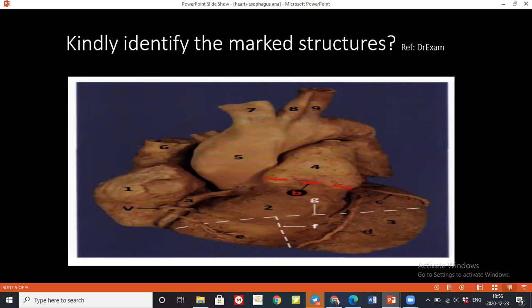What other related structures drain the heart? The middle cardiac vein, the great cardiac vein, and the anterior cardiac vein. Yes. Great cardiac vein and middle cardiac veins.